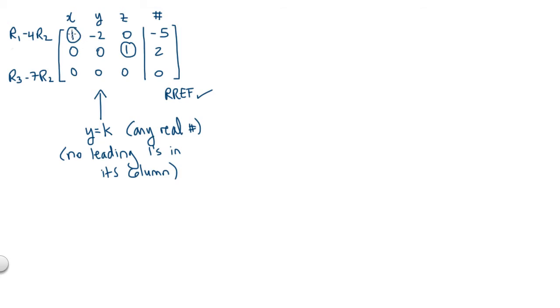Now we will be able to solve for x because we do have a leading 1 in the column for x. So if we focus on that top row, it's saying that x minus 2y plus no z's is equal to -5. So if we rearrange this a little bit, x is equal to -5 plus 2y. And remember that y is equal to k. So that tells us x is equal to -5 plus 2 times k.